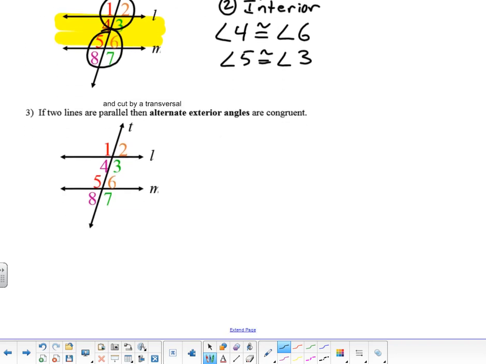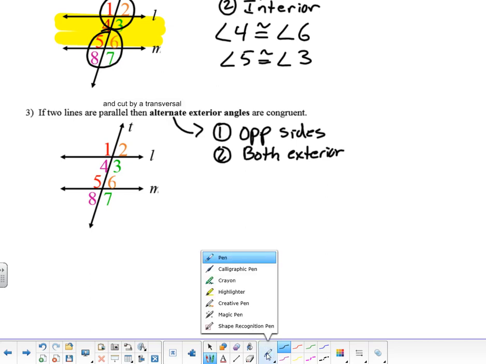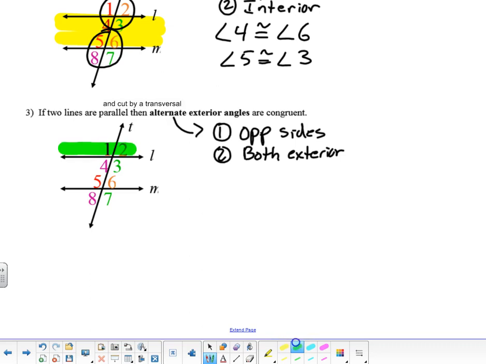Now, moving along, if two lines are parallel and cut by a transversal, then alternate exterior angles are congruent. Again, let's review what this means. Opposite sides of the transversal, and here they are both exterior. The exterior happens outside of the parallel lines. Right now it's pretty obvious. It can get a little bit more confusing when we start adding extra lines in, which we'll see as things progress.